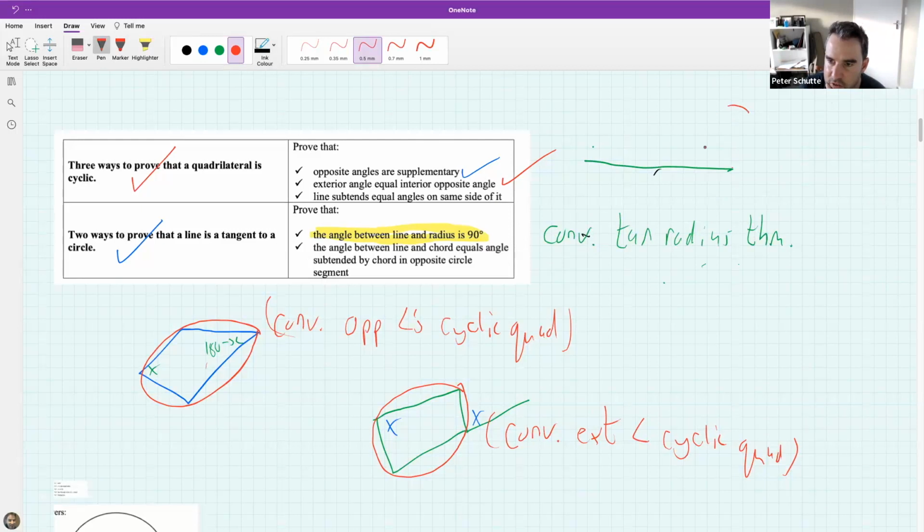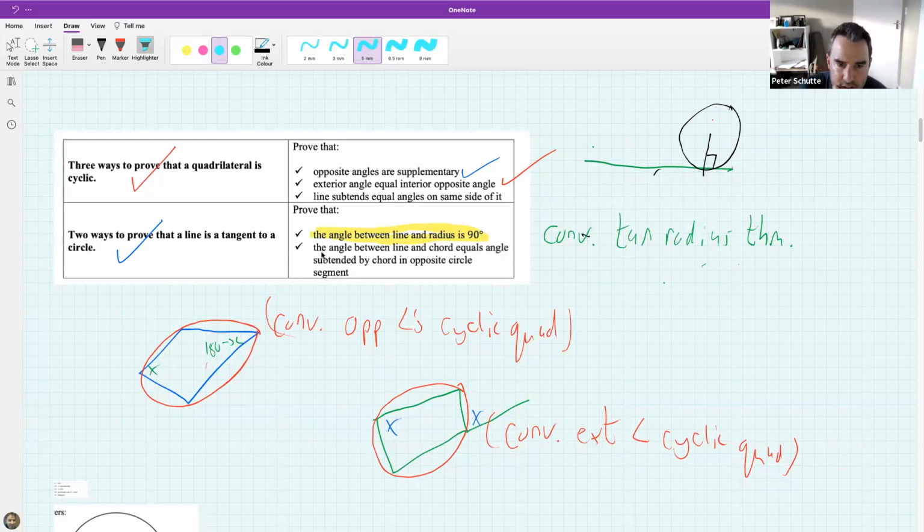We're just checking to see if there's a line and there is a radius. Okay, so let's say there's a circle. Let me try and do that a bit better. If you've got a line and a circle, and the angle between the line and the radius is 90, then you know that line is a tangent.